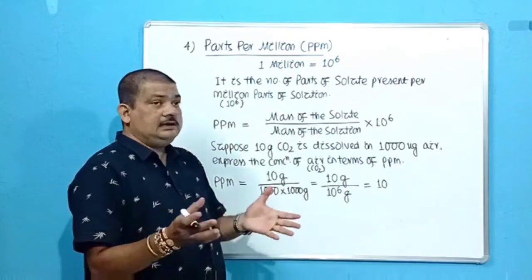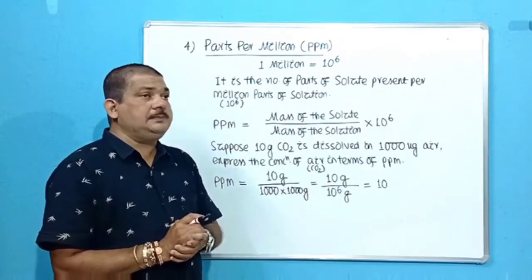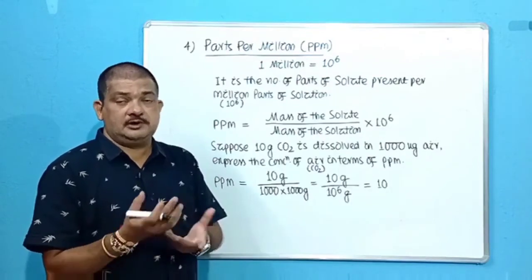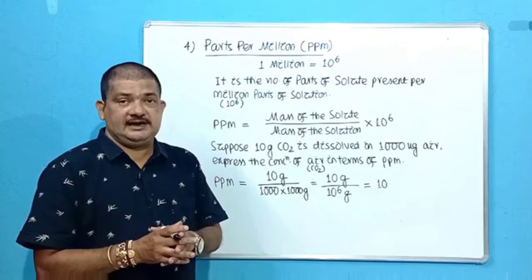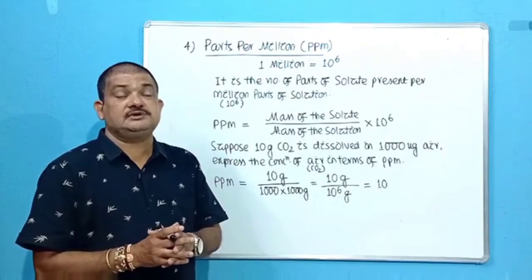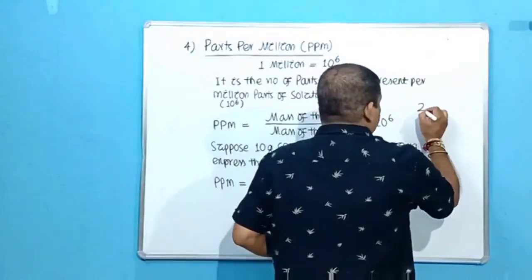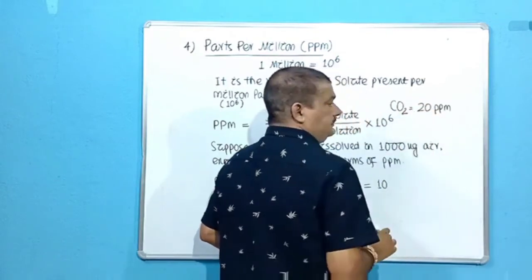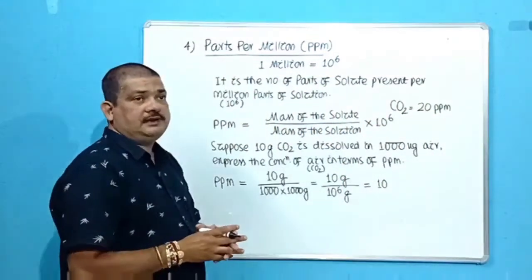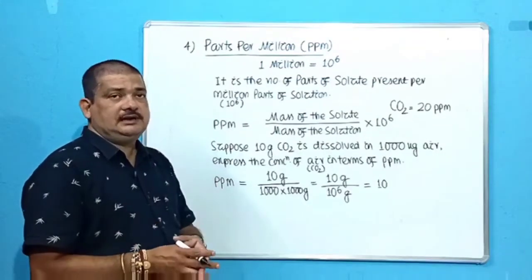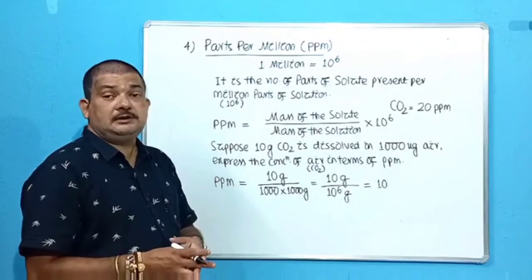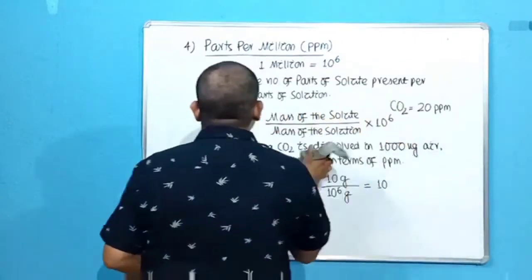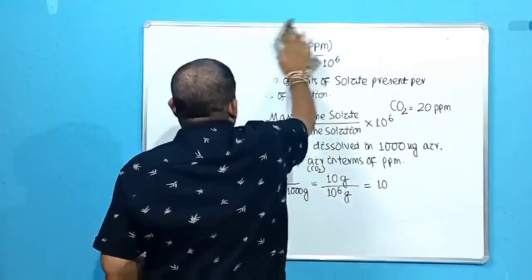Okay. Similarly, you tell me what will be 20 ppm of carbon dioxide. How much volume or how much amount of carbon dioxide has to be added in air so the concentration of carbon dioxide becomes 20 ppm? So the CO2 concentration is 20 ppm. Then what mass of carbon dioxide has to be dissolved in air so that the concentration becomes 20 ppm? You tell me.